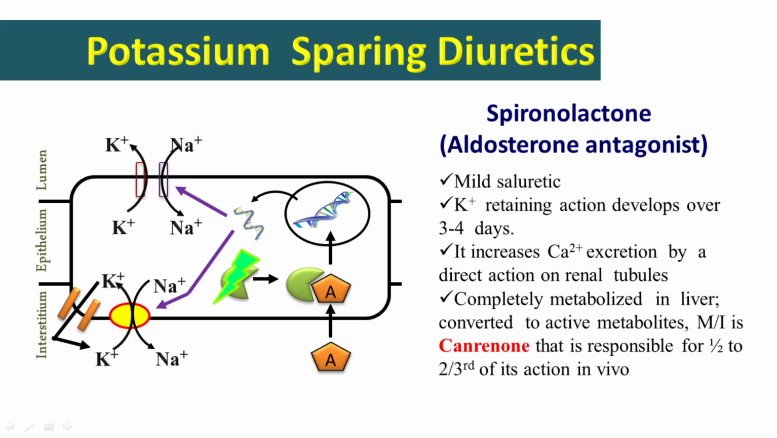Apart from this, what we need to understand is spironolactone does not directly act as an aldosterone antagonist. It is completely metabolized in the liver and converted into active forms. The most important active form is canrenone. Half to two-thirds of the action of spironolactone is because of canrenone. Simple, easy.